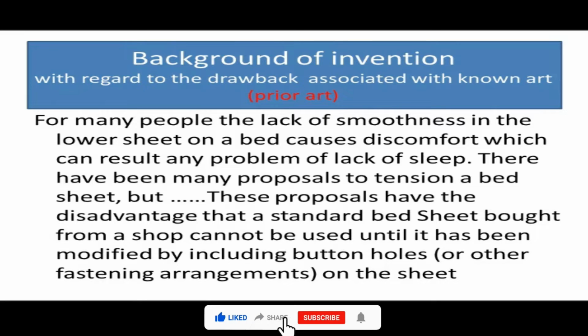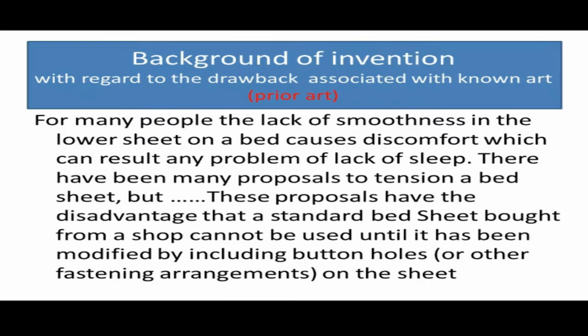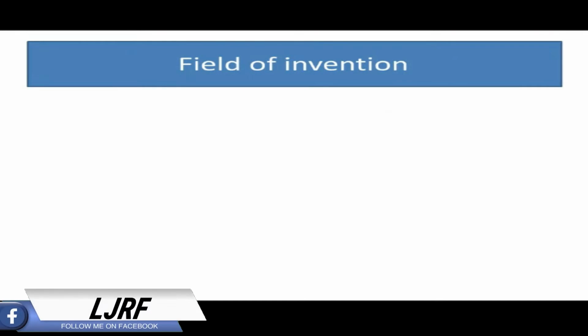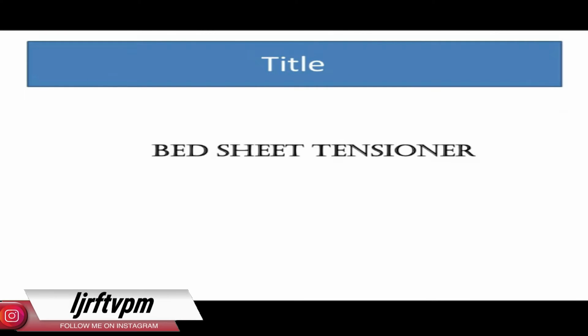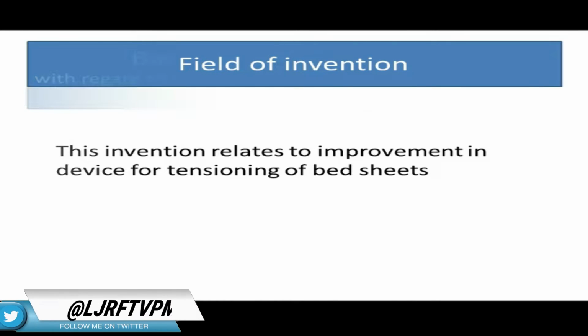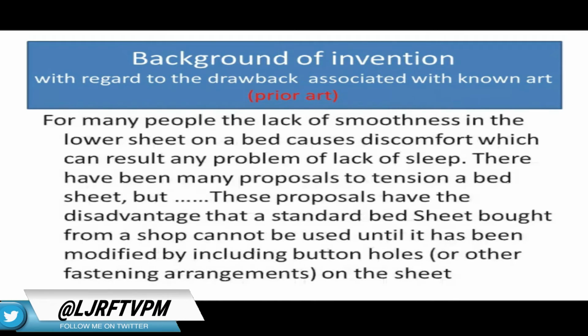So, what is this? This is with regard to this particular invention, the background in which this invention would become important. This is about the prior art. This is a description with regard to the bed sheet tensioner. That's the device we have to understand. So, the bed sheet tensioner becomes important in this particular context. That is what it says.